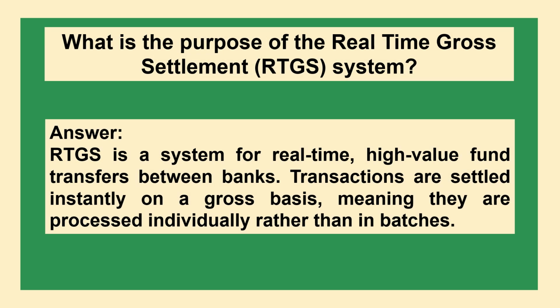What is the purpose of the Real-Time Gross Settlement, RTGS, system? Answer. RTGS is a system for real-time high-value fund transfers between banks. Transactions are settled instantly on a gross basis, meaning they are processed individually rather than in batches.